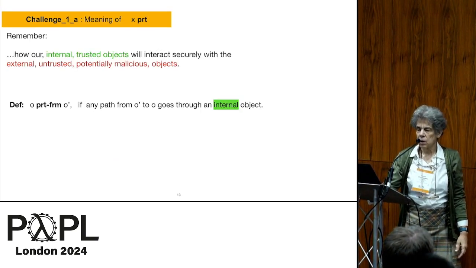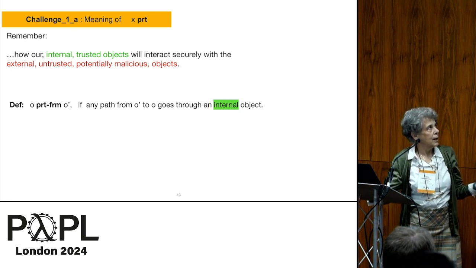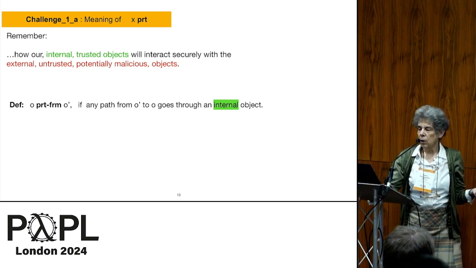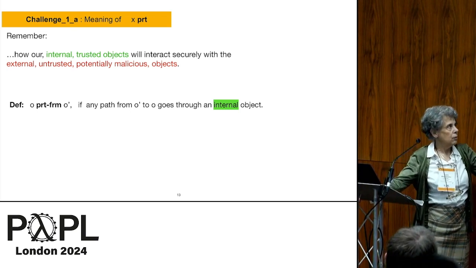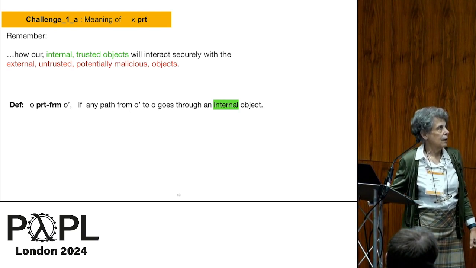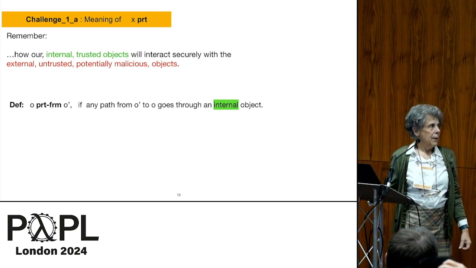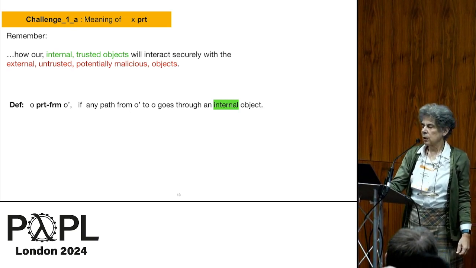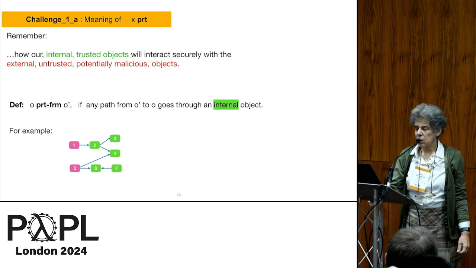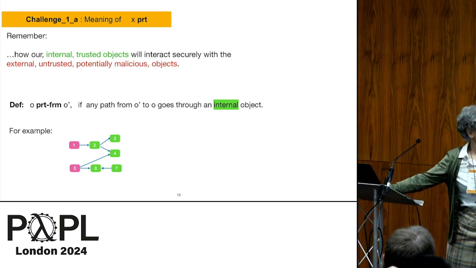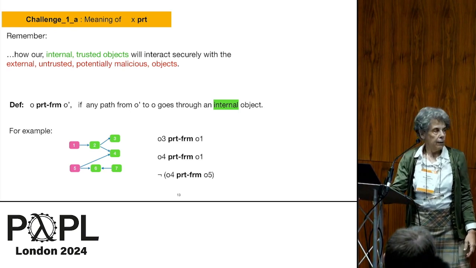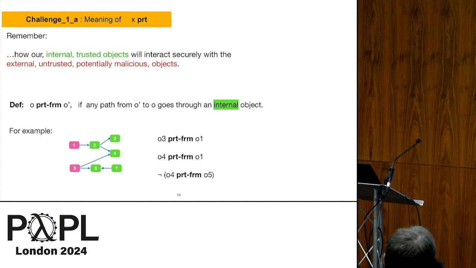About the first challenge, remember that what we are looking at is how do the internal trusted objects interact with external untrusted objects. So we define that an object O is protected from another object O prime if any path from O prime to O goes through some internal object. Here is an example. I have got external objects 1 and 5 and internal objects, the green ones, 3, 4, 6, 7, and we can observe that O3 is protected from O1, 4 is protected from 1, but it is not protected from 5.